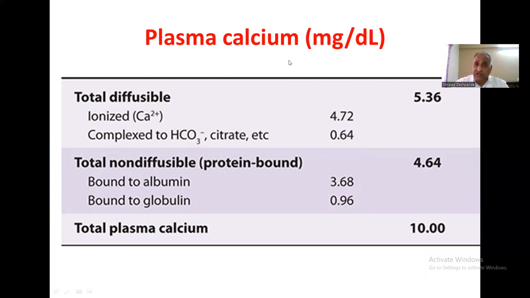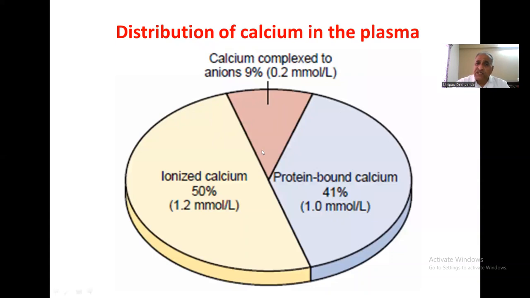If you see that the plasma calcium is 10 milligram per deciliter, approximately 50% is in the diffusible form, and it is ionized, and some of it is complexed with anions such as HCO3, citrate, and some with phosphates. In the bound form, it is bound greatly to albumin and then to globulin. If you come back here, this is the same thing I have mentioned. 41% is protein bound, and nearly 9% is complexed with the anions: bicarbonate, citrate, and phosphate.